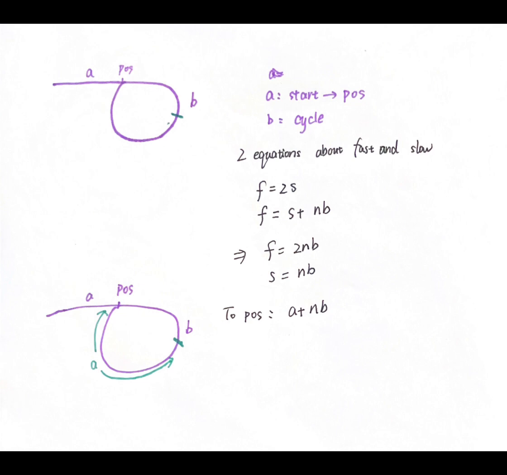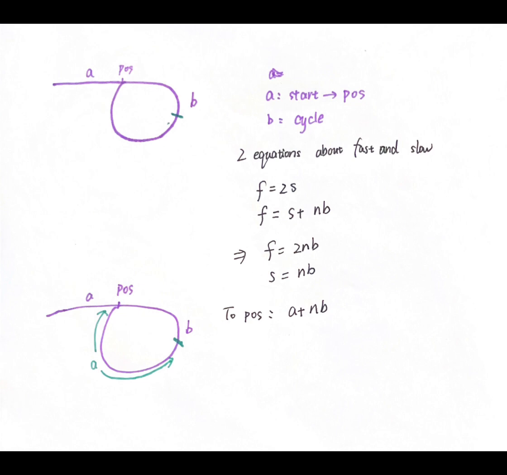So for pos, it is equal to a plus n times b, and therefore we know that slow is already equal to n times b. If it wants to reach pos, it will still need to move a distance. Actually, from the node where they meet to pos, the distance is equal to the distance from the start to pos, which is a.